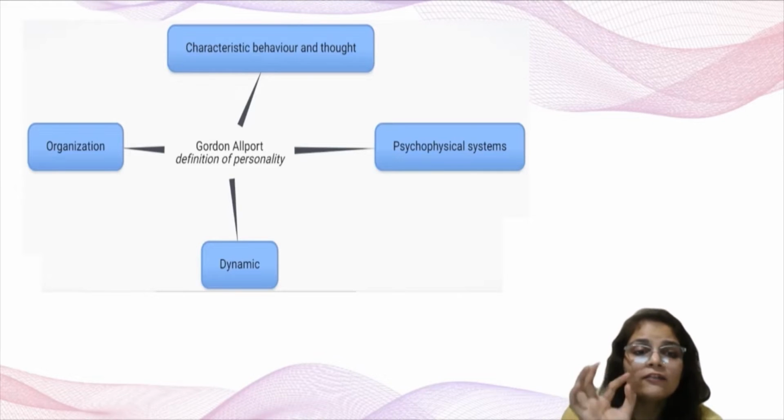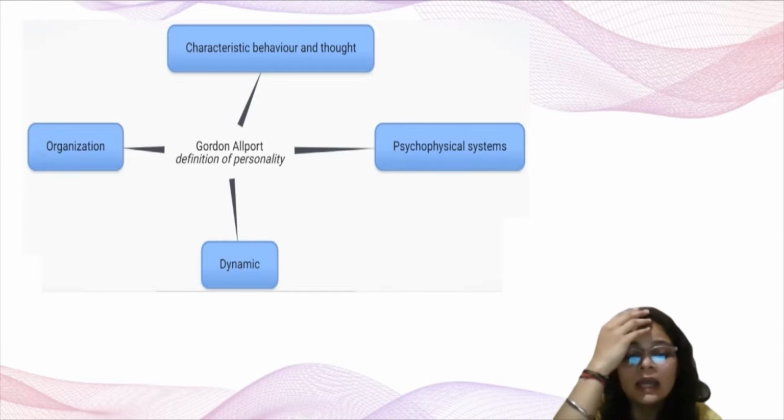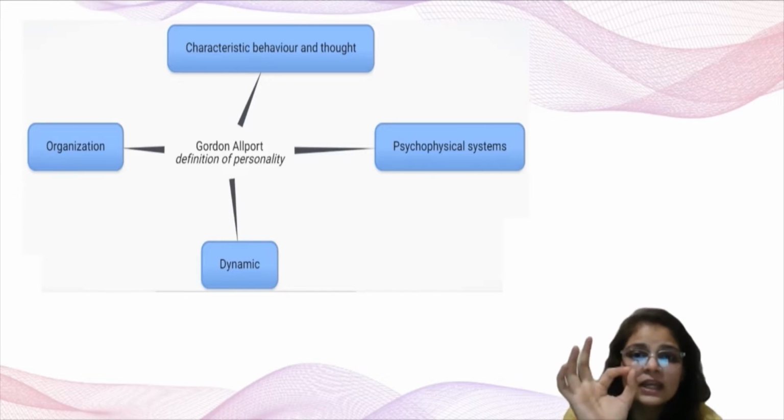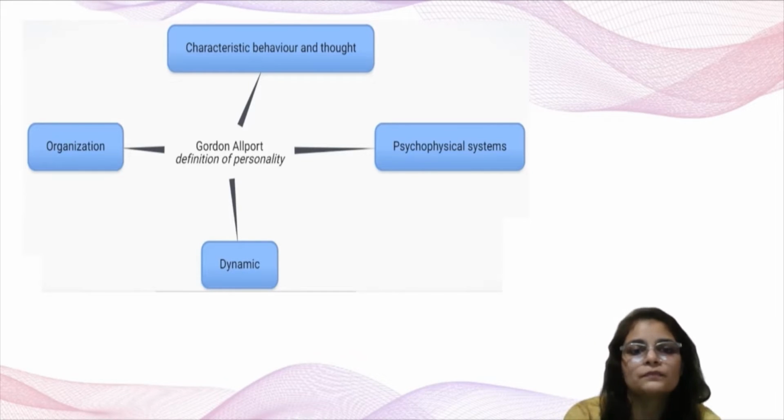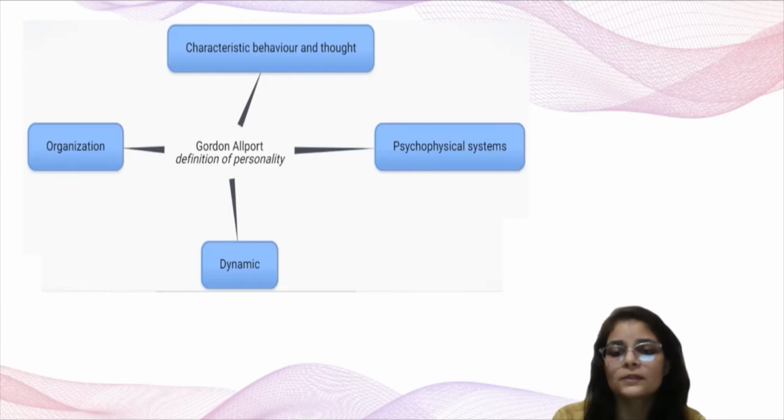Moving ahead with organization, what did Gordon Allport mean by organization? He referred to organization as the idea of personality being a whole. We cannot consider personality as a few parts or a few aspects, but we consider personality as a whole organization, in totality. Hence, personality is very specific and unique to a person. Are we clear here?